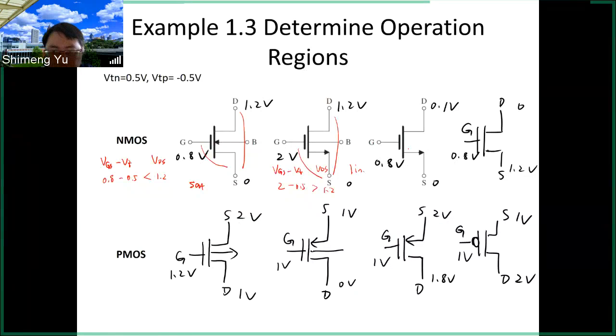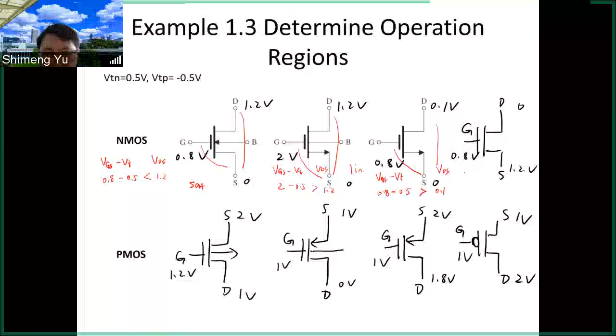And the next one, again, VGS minus VT compared to VDS. VGS here, 0.8 minus 0.5, compared to VDS here, 0.1. So 0.3 is larger than 0.1, so this is linear.